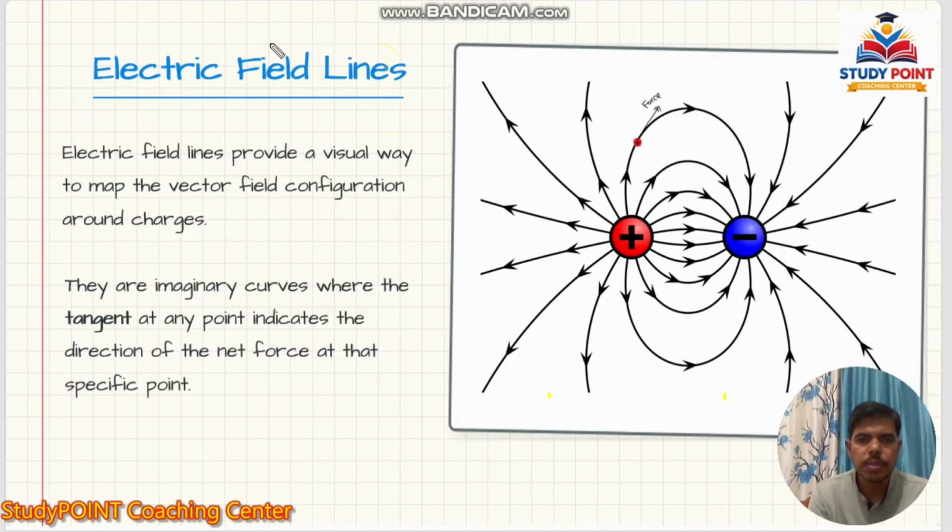Now, our first concept is, what are electric field lines? Actually, electric field lines are the imaginary curves where the tangent at any point indicates the direction of the net electric field at that specific point. Electric field lines provide a visual way to map the vector field configuration around the charges.